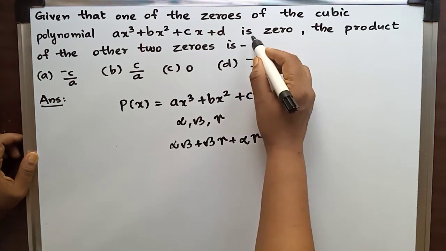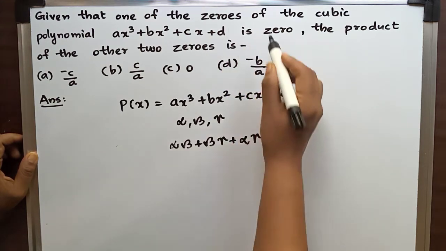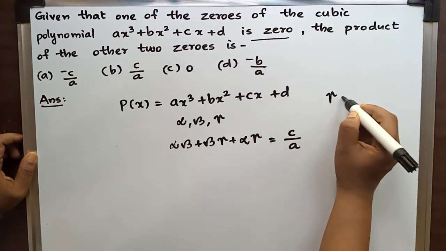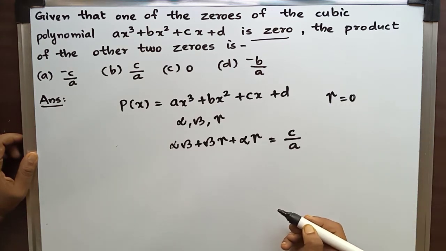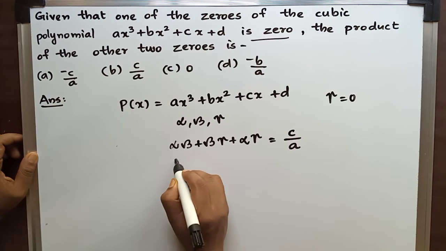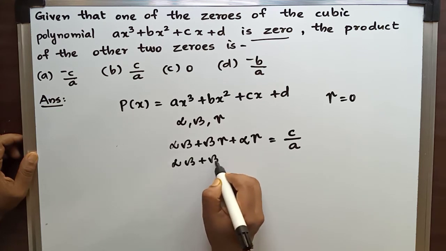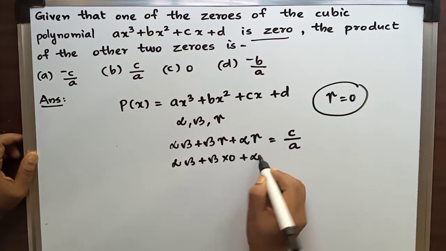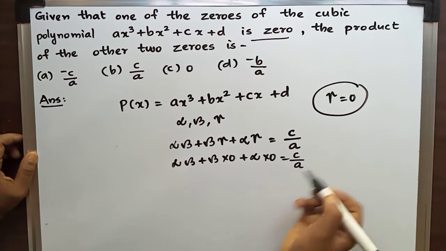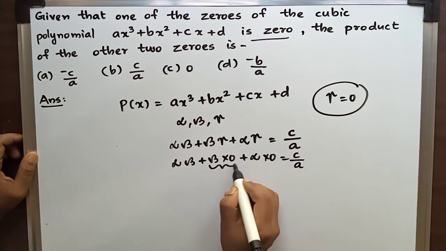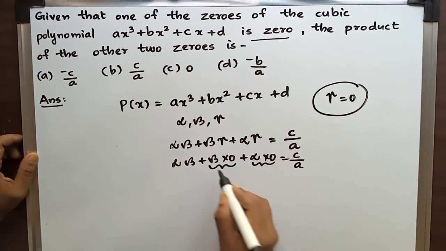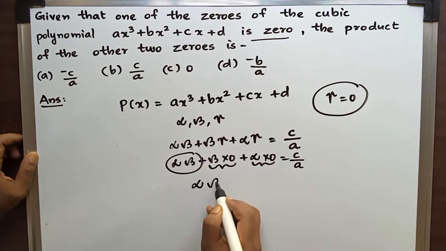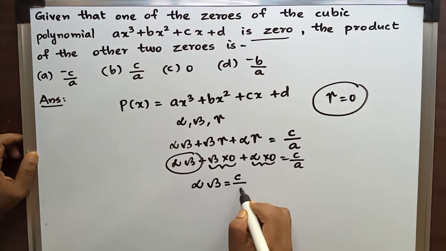And in the question it is given that one among these alpha, beta, gamma, one of the zeros of the polynomial is 0. So I am taking it as gamma. Gamma is taken as 0. Then what will happen to this equation? Alpha beta plus beta gamma, gamma is taken as 0, plus alpha into 0 is equal to C by A. See here, beta into gamma, alpha into gamma, these two terms will become 0. So what is left? Alpha into beta. That is equal to C by A.